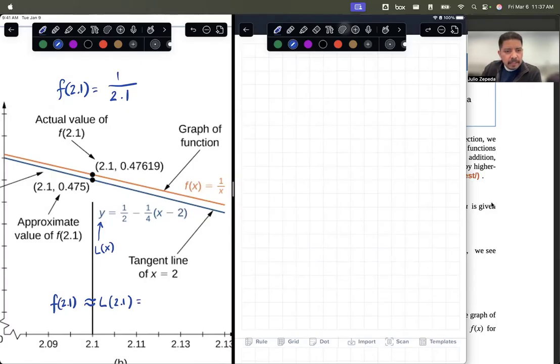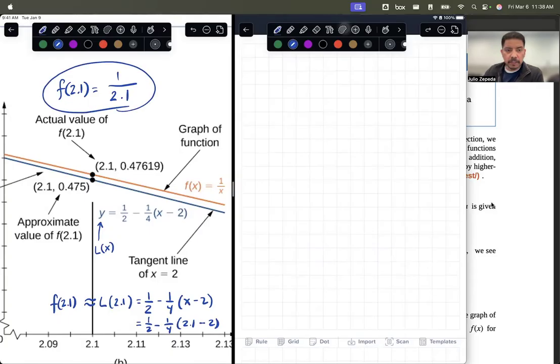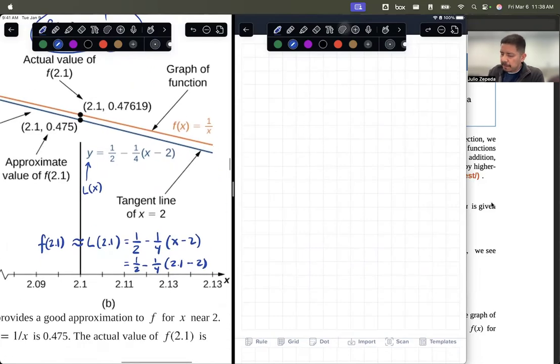Once we find the linearization, the equation, it looks like it came out to 1/2 minus 1/4 of x minus 2. And so L of 2.1 is going to be 1/2 minus 1/4 of 2.1 minus 2. And this computation here would be a lot easier than doing this division, especially if you had to do a lot of approximations near x equals 2. The linear function would accomplish this in a much easier fashion.